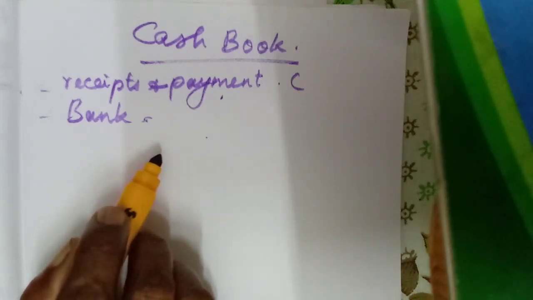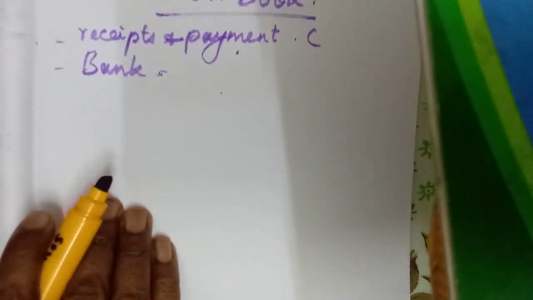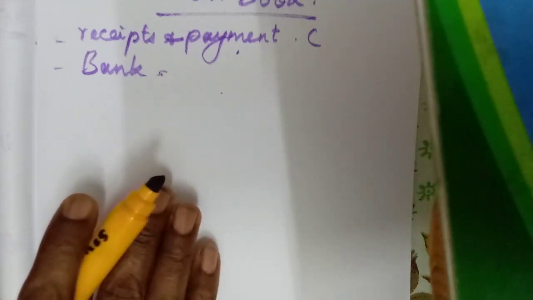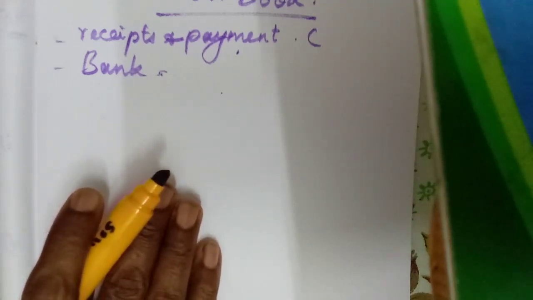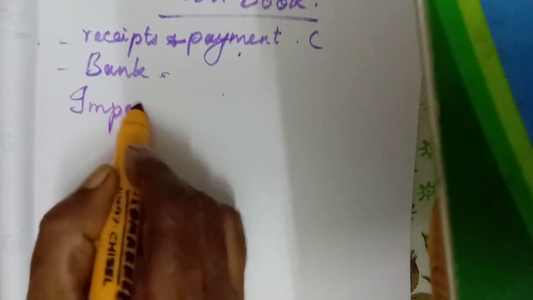In the purchase book, we write only the names of the creditors, or in the sales book, the names of the debtors. But here we take both sides of the page, and we write credit on the right side and debit on the left side. Okay, it looks like a ledger account. Now we can see the importance of the cash book.